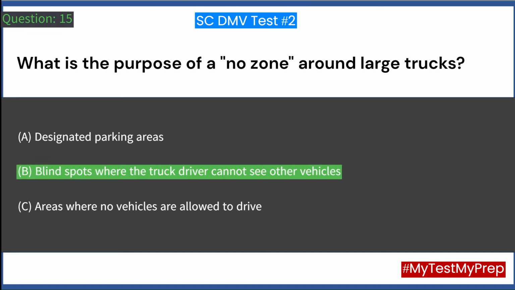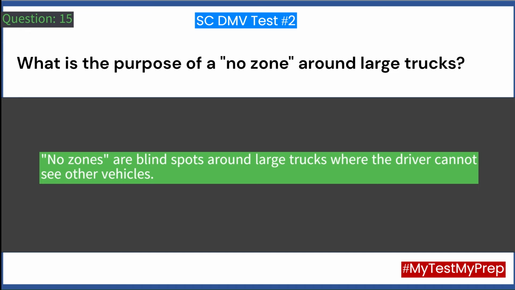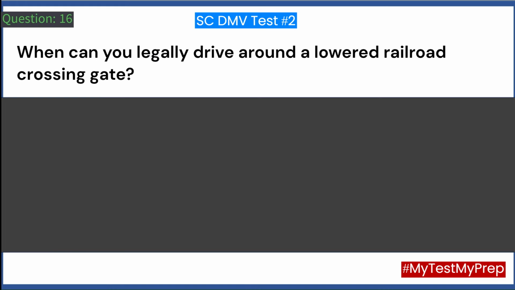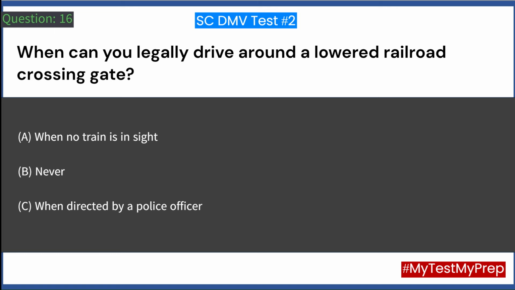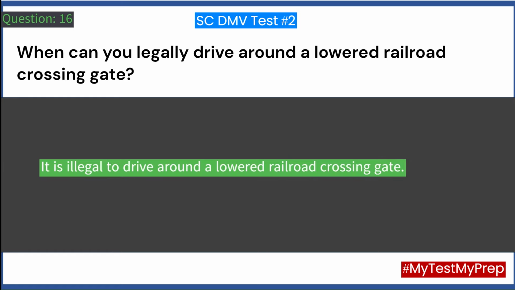Answer, B. No zones are blind spots around large trucks where the driver cannot see other vehicles. When can you legally drive around a lowered railroad crossing gate? A. When no train is in sight. B. Never. C. When directed by a police officer. Answer, B. It is illegal to drive around a lowered railroad crossing gate.